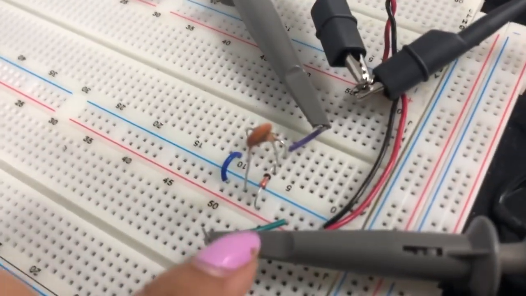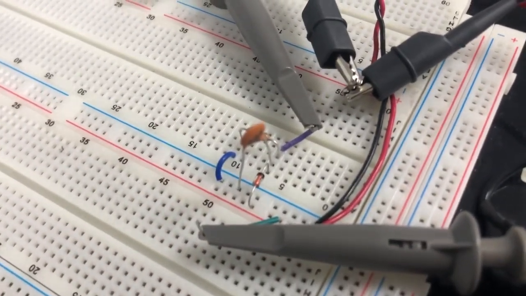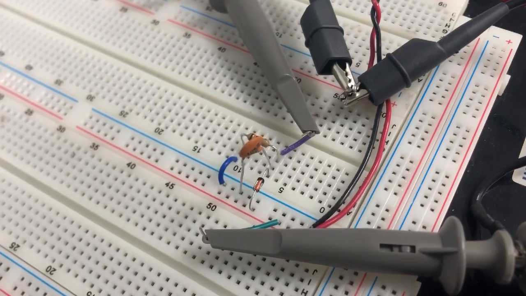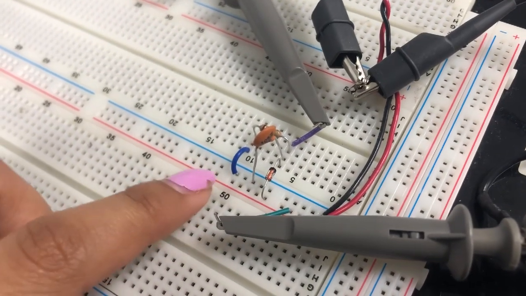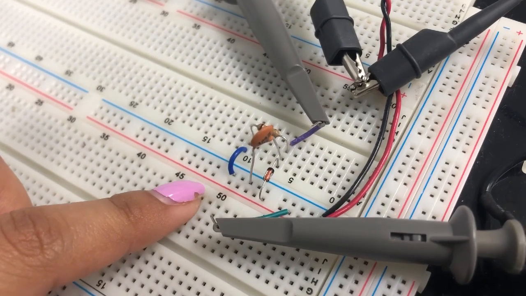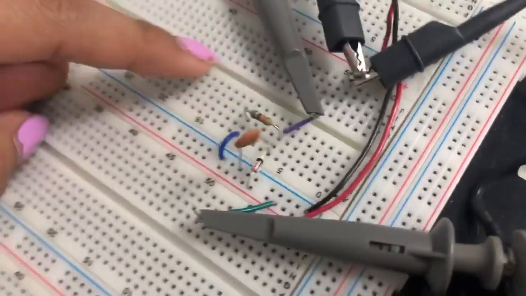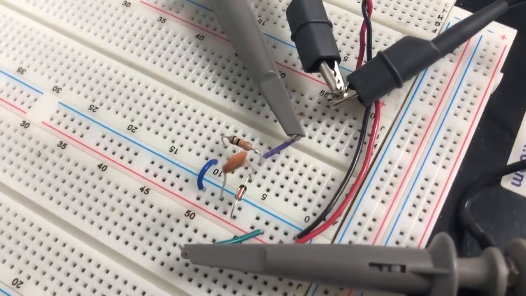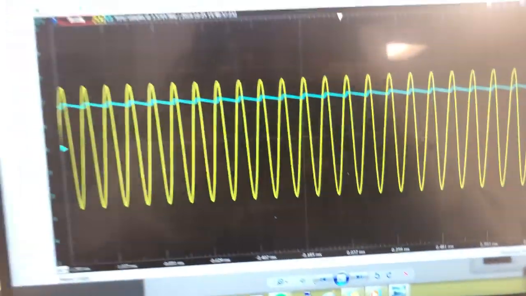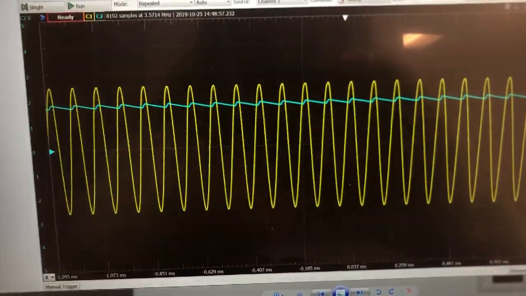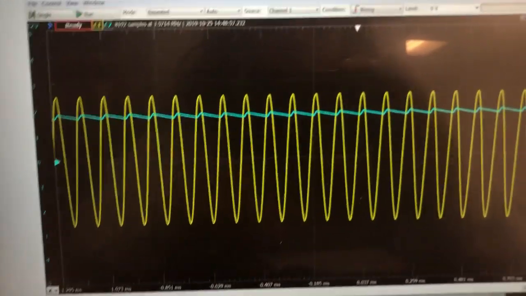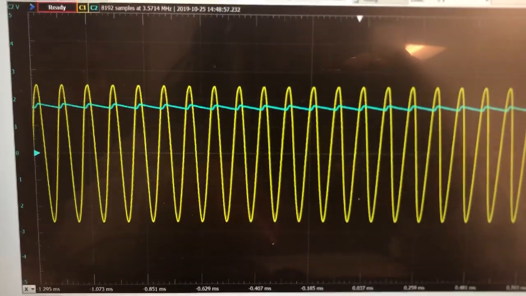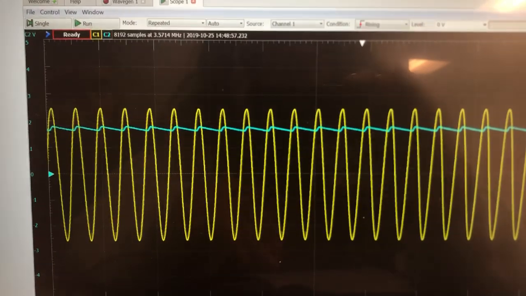We have our diode right here, and we also have the capacitor attached to the output of the diode, and then we also have the resistor attached to the outside of the diode. And so if we take a look at our waveforms here, we see that this is the input, and then in the blue is the channel 2, which is the output across the diode.